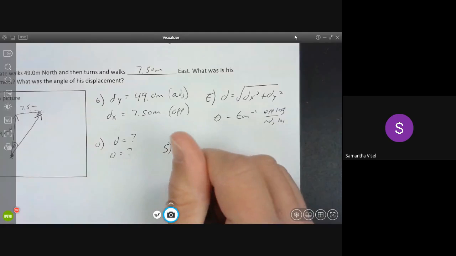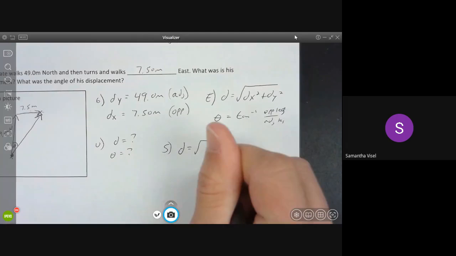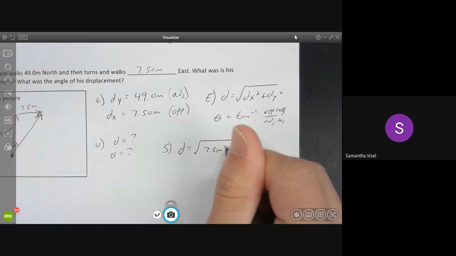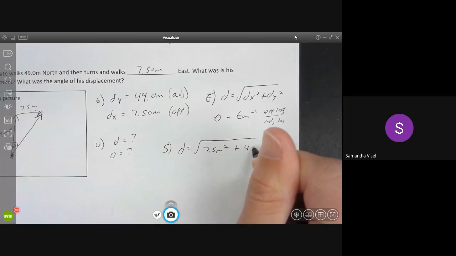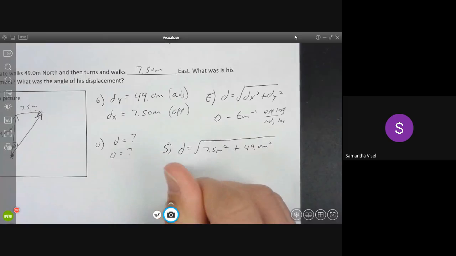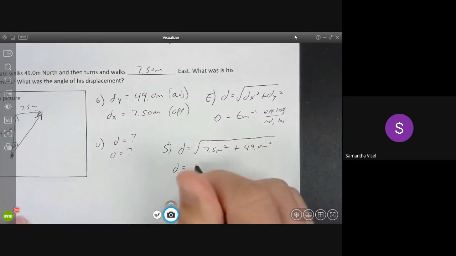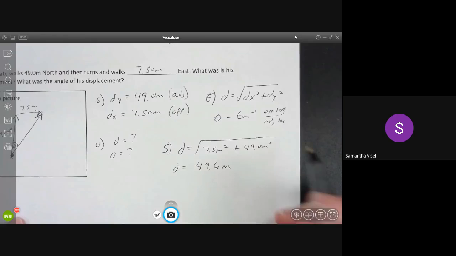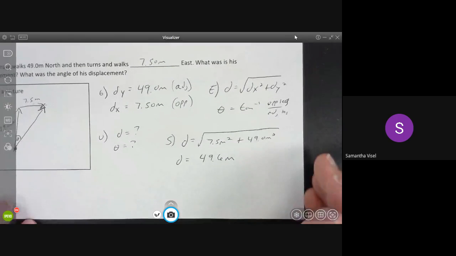All right, so substitute and solve. d is equal to the square root of 7.5 meters squared plus 49.0 meters squared. When we put that in our calculator, we should be getting 49.6 meters. Remember, these have to be squared underneath. You've got to add them, and then you've got to take a big old square root. So double check all of those parts as you're plugging them into your calculator, hopefully, at home.